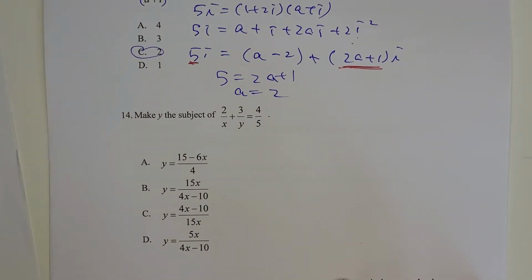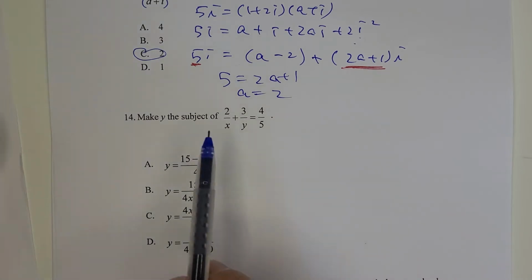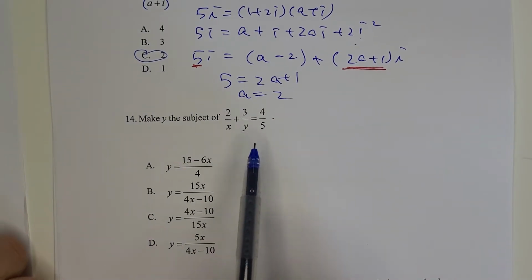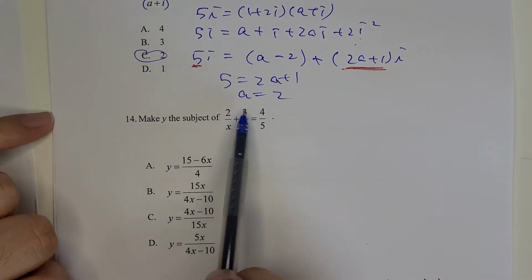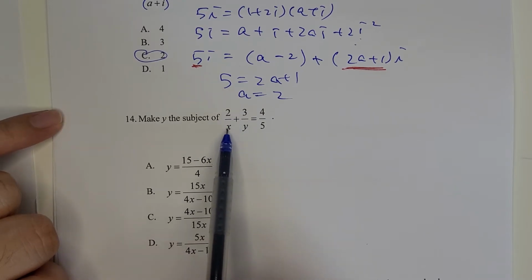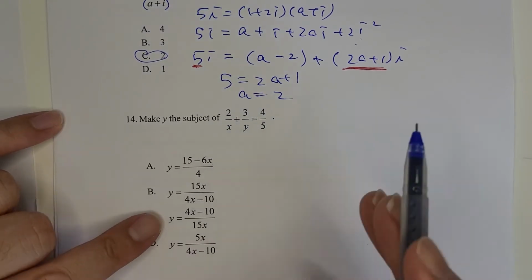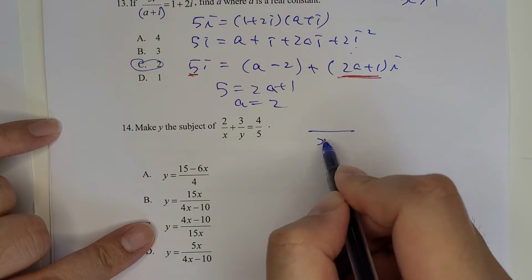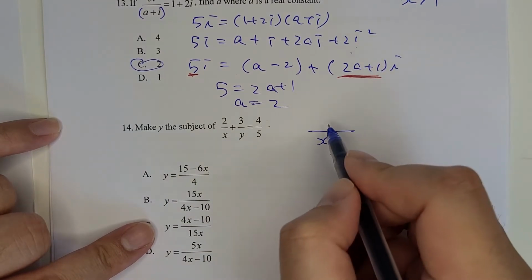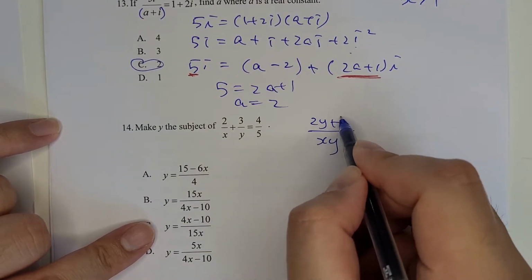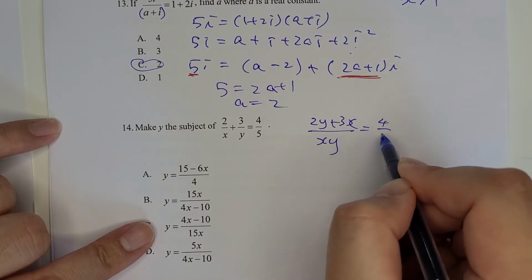For question number 14, make y the subject. You can see that there's a fraction here, 2 over x plus 3 over y. First of all, combine them into one fraction, xy, and then numerator 2y plus 3x equals 4 over 5.